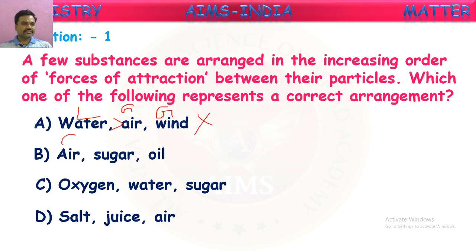We see air, it is a gas. What about sugar? It is solid. And oil? It is liquid. Are they in increasing order? No. Solid sugar has much greater attraction than liquid oil, so the order is reversed. It is wrong. If you see the third option, oxygen, water, and sugar: oxygen is a gas, water is a liquid, and sugar is a solid. As we know, gases have less attraction than liquids, and liquids have less attraction than solids. So this is a correct increasing order.